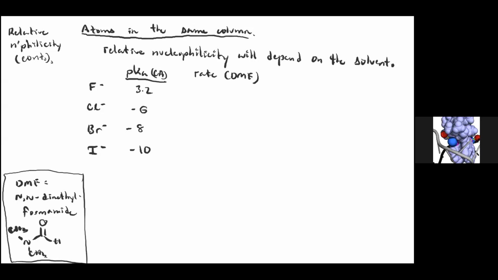If we're in DMF, the relative rates are about greater than 3, 2.5, 1.3, 0.4. And so fluoride is the fastest and iodide is the slowest. Fluoride is the best nucleophile, iodide is the worst nucleophile in DMF, okay? And so the key is that DMF is a polar aprotic solvent.